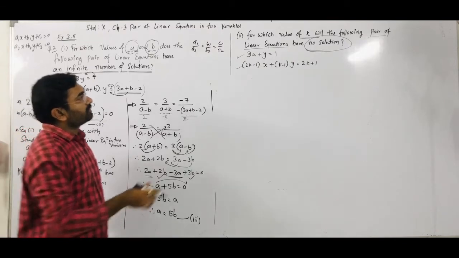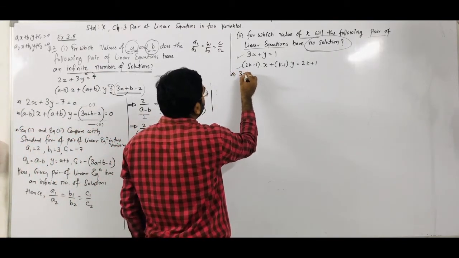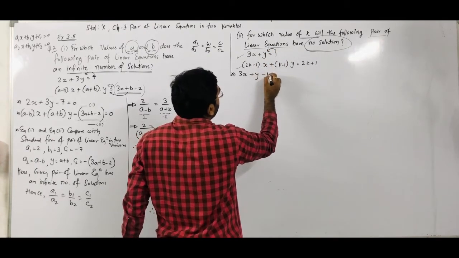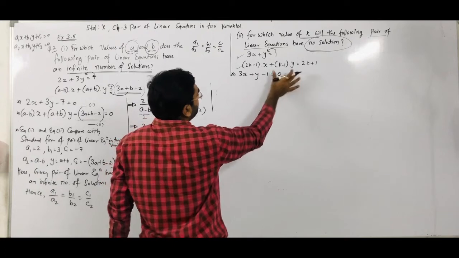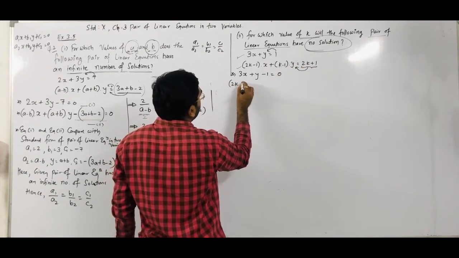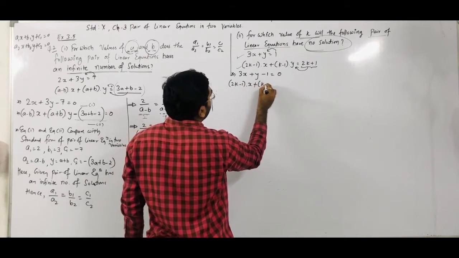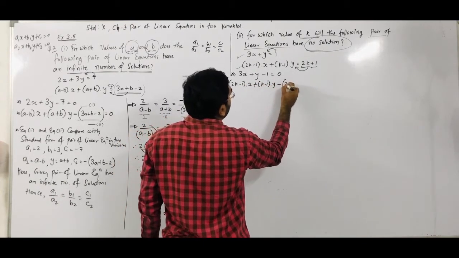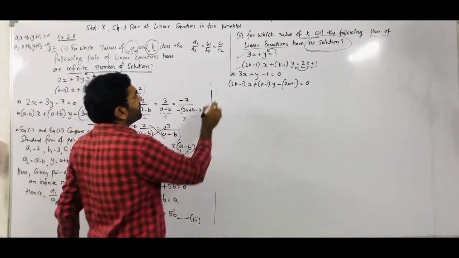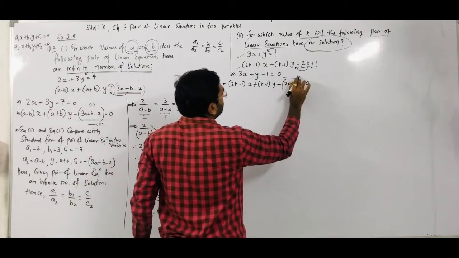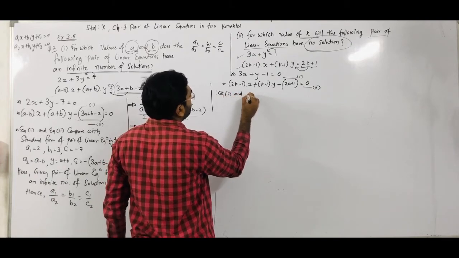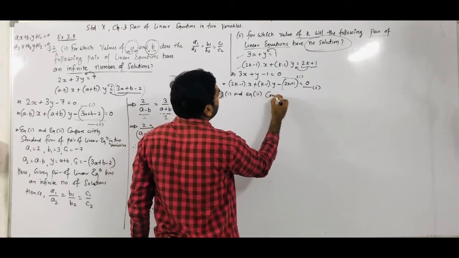First of all, we have to convert into the standard form of a linear pair of equations. So 3x plus 5y plus 1 comes to the left hand side, so minus 1 is equal to 0. In the same way, the other equation becomes (2k minus 1)x plus (k minus 1)y minus 2k plus 1 is equal to 0. Okay, now we have to compare with the standard form of a linear pair of equations.